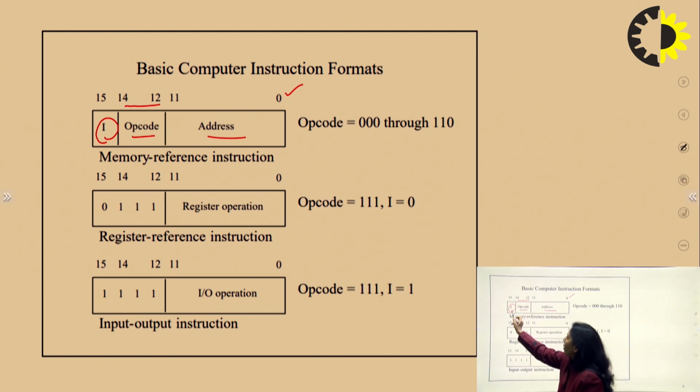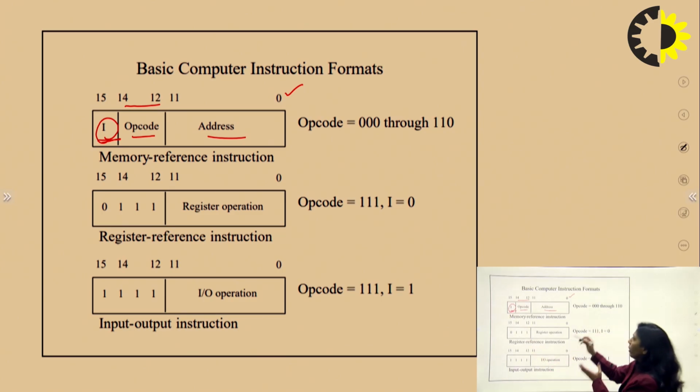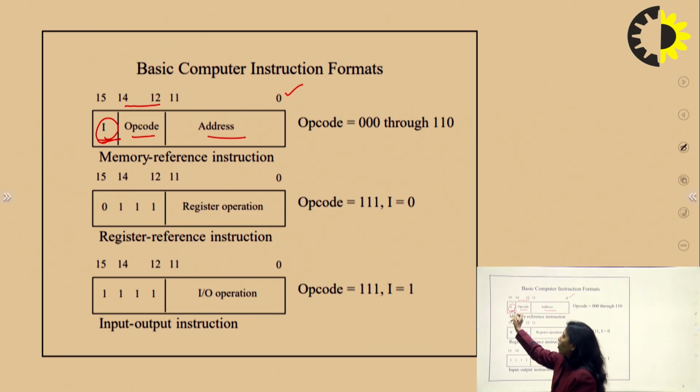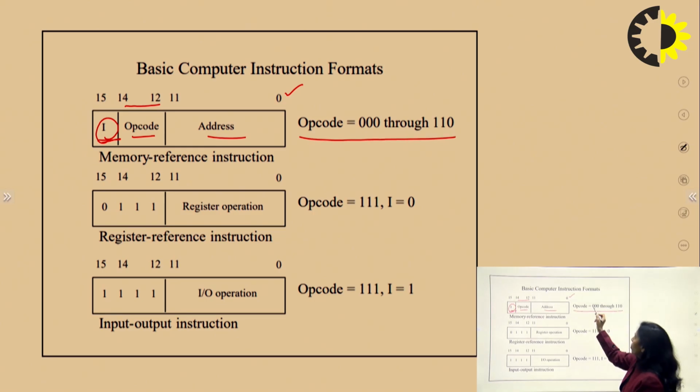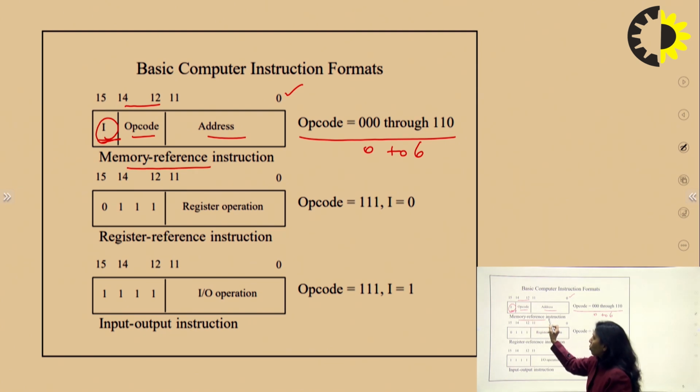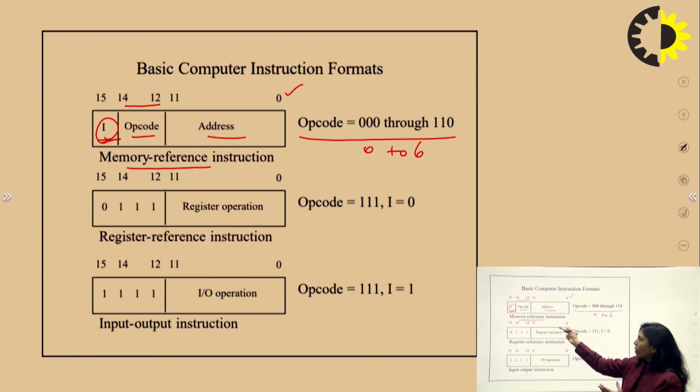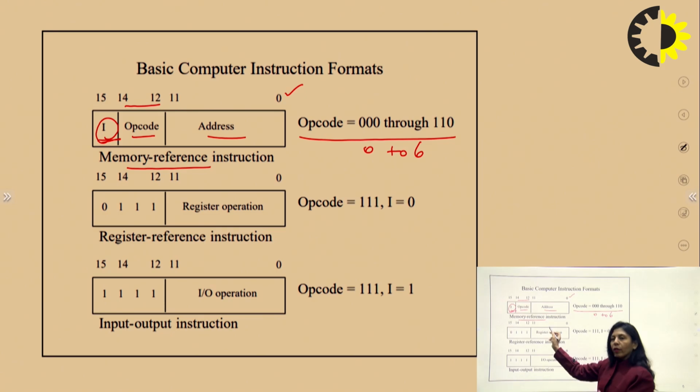The last one, that is I, will tell us, in the case of a memory reference instruction, whether it is direct or indirect, depending upon whether its value is 0 or 1. When the opcode goes from 000 to 110, that is 0 to 6, it points to the memory reference instruction. As discussed in the previous slide, the opcode from 0 to 6 will tell us about the memory reference instruction.